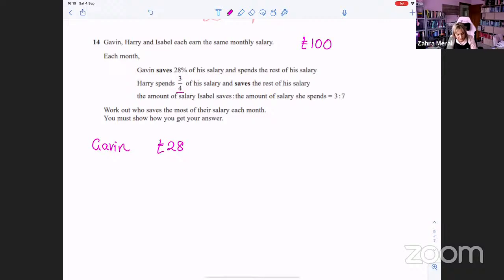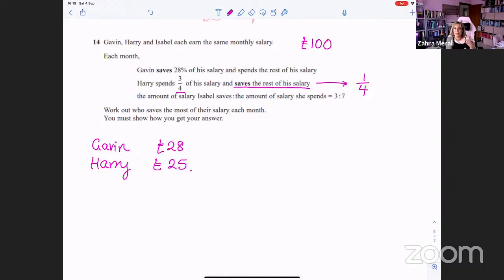Harry spends 3/4 of his salary and saves the rest. So that means he's saving 1/4. So if we have a whole one, we get rid of the 3/4, we're left with 1/4. How much is 1/4? Well, what does a fraction mean? Divide by the bottom, times by the top. So we're just doing 100 divided by 4, which is going to be halving it to give you 50, halving it again to give you 25. So Harry saves, if it was £100, £25.